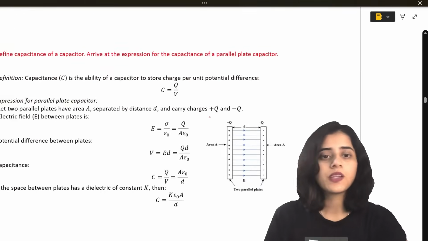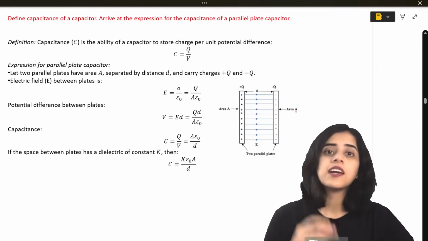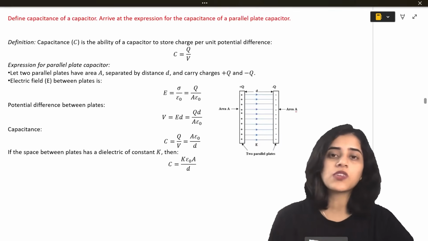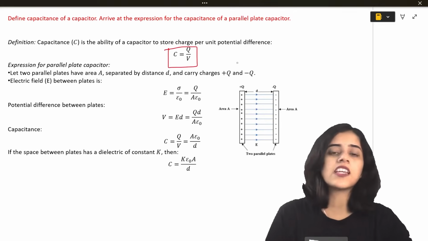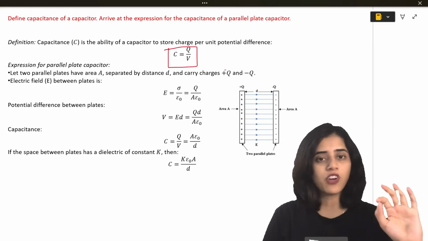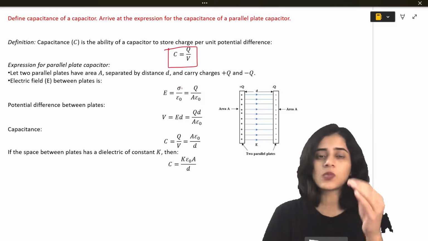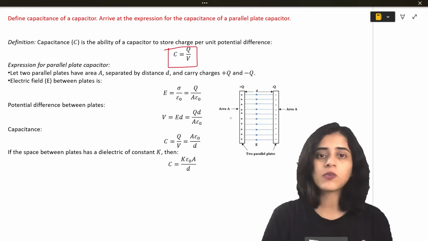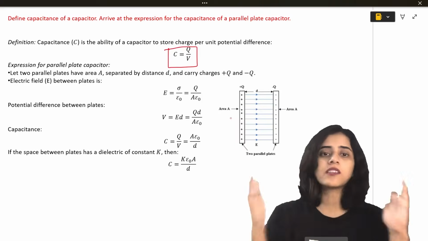Next question. Arrive at an expression for capacitance of a parallel plate capacitor. Capacitance is given by C is equal to Q by V. We already have learned that formula. This formula is used in multiple places. So E is what? Sigma by epsilon naught. See, what is a capacitor? Two plates that have area A separated by a distance D.